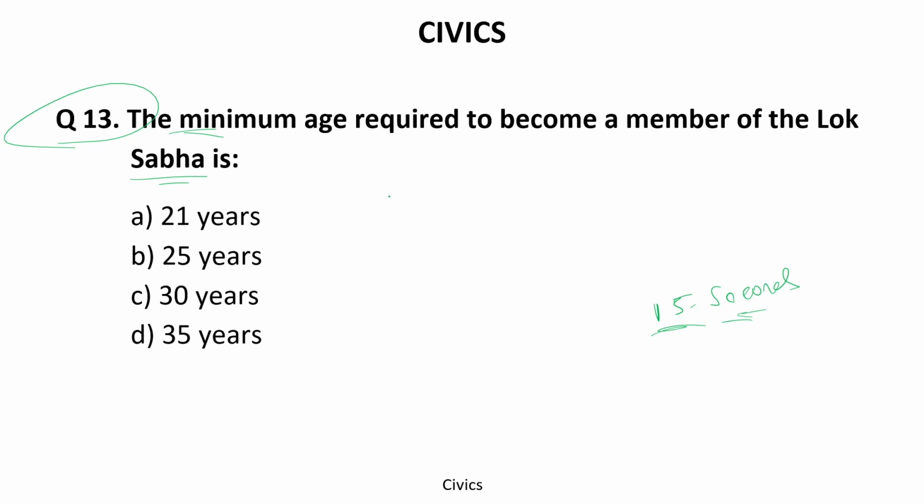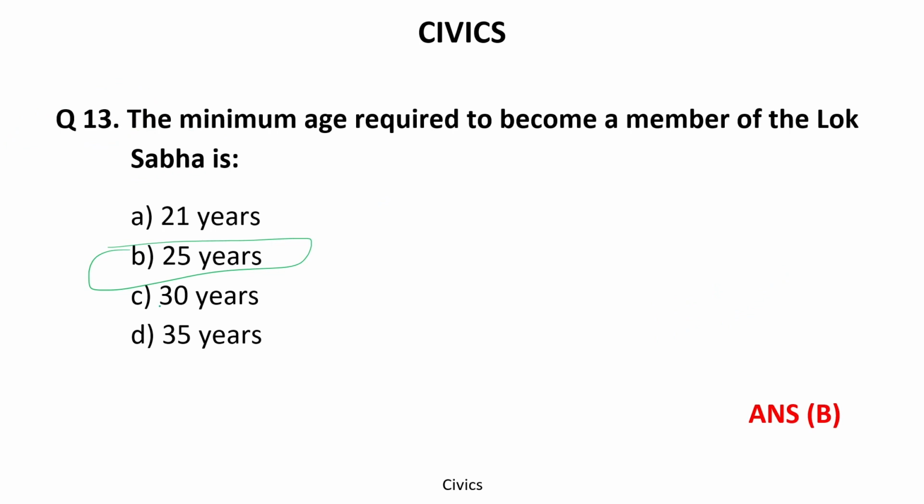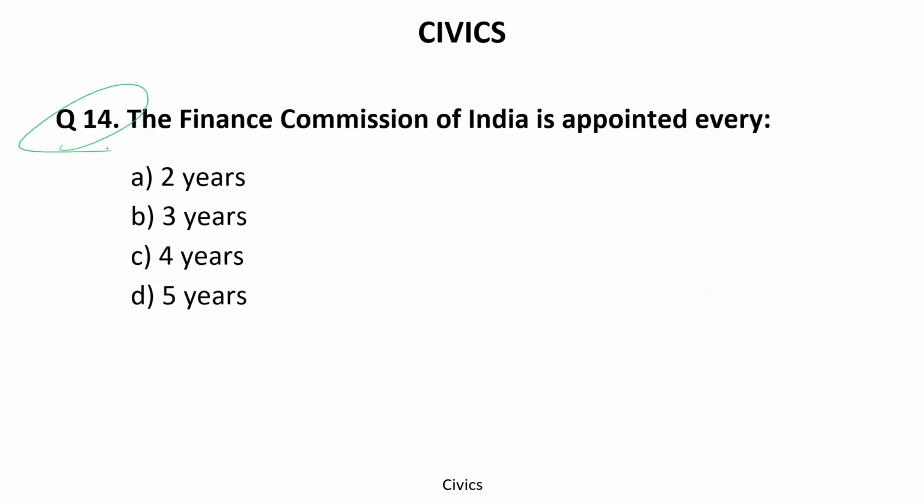Time's up. Correct answer is 25 years. Okay. 14th question we have, the Finance Commission of India is appointed every year, second, 3, 4, 5. 15 seconds you have to think and answer.